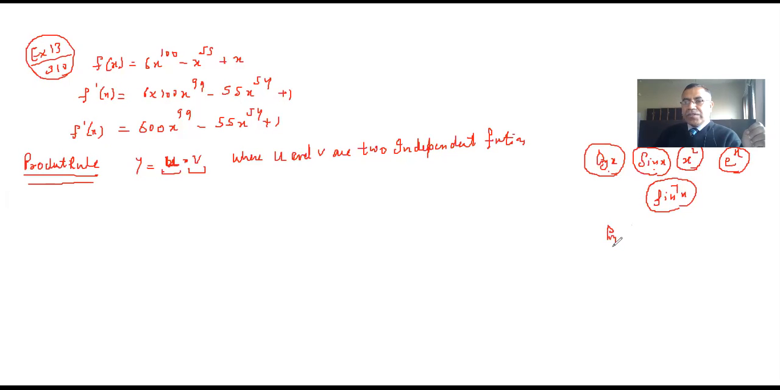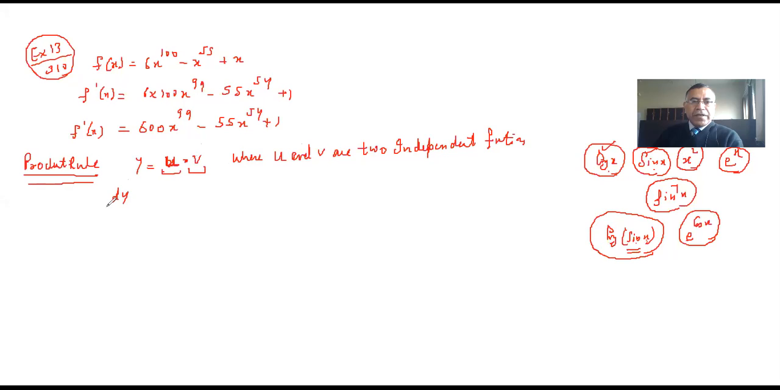If I write a function log sin x, this is not independent. Is it clear? Because here sin x comes as a term attached with log. Clear? e raised to power cos x. This is not an independent function. Here exponent comes as a power of trigonometric function. Clear? So these are not independent functions. So product rule will not apply on these functions. A product rule is applied only on functions where u and v are two separate independent functions.